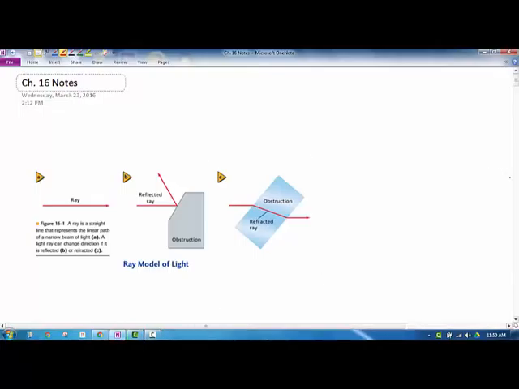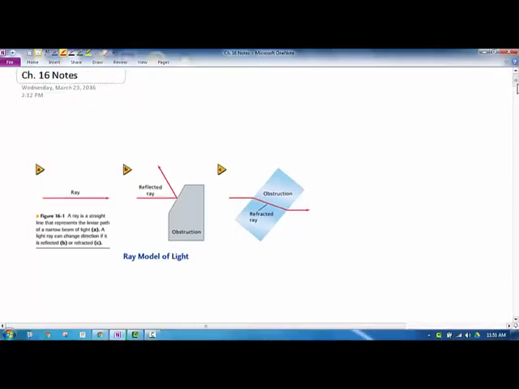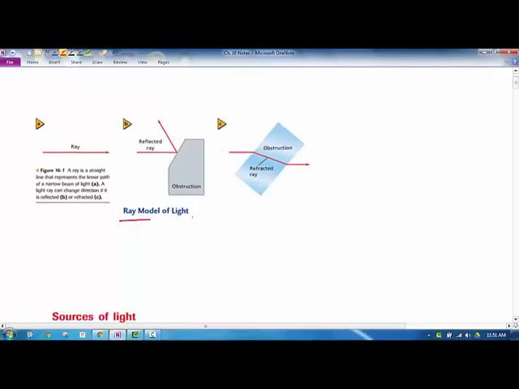Okay, chapter 16, we're going to talk about light now, light waves. First of all, we're going to use the ray model of light, so we're going to use just arrows to represent light, but we know light travels as a wave. So really, light has a wave, and it has a different frequency, as we know. But we're going to use a ray.